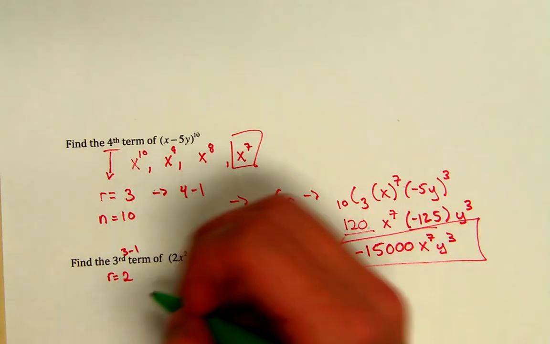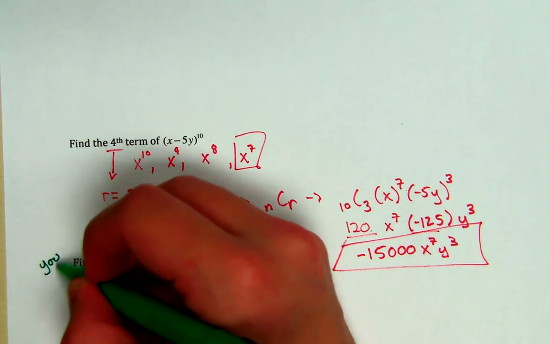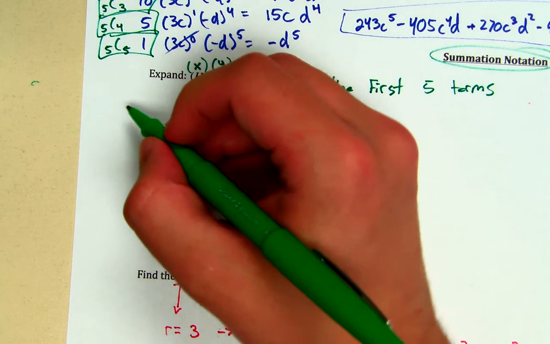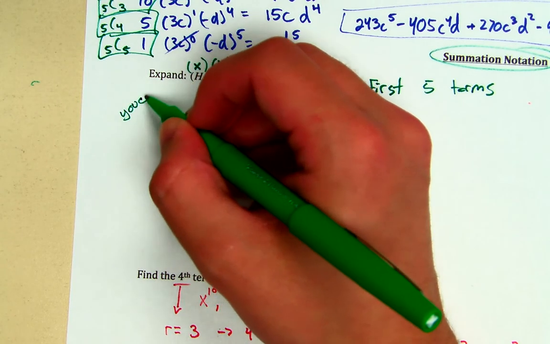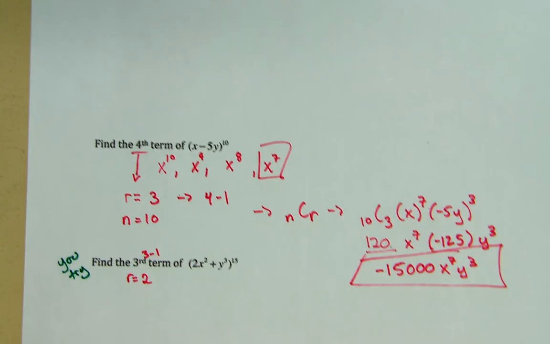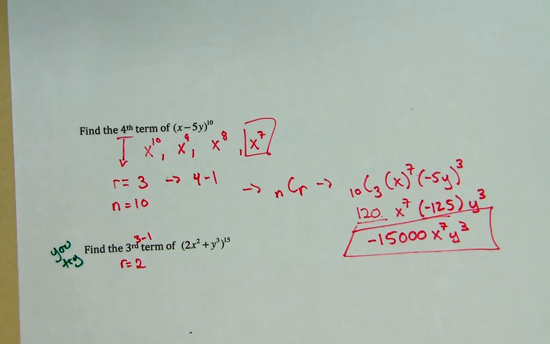Alright, I already did r for you, but you need to finish this off. So make sure you finish this one, and make sure you go back and finish just the first 5 terms of that one. Alright, and then we'll talk about it in class, and we'll spend a little bit of time on this because it is a confusing topic.